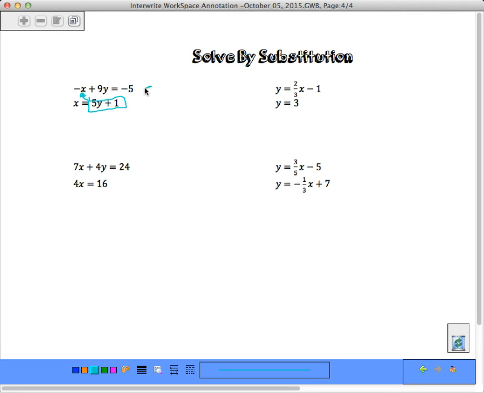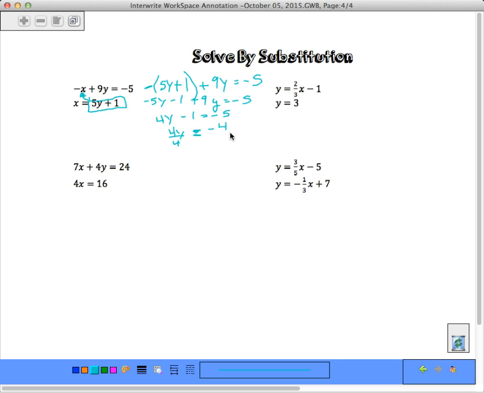So that's going to give me negative, and then where x is, I'm going to put all of this stuff, 5y plus 1, plus 9y equals -5. Distribute my negative sign. So this is like a -1. -1 times 5y is -5y. -1 times 1 is -1. Plus 9y equals -5. Combine my y's. -5y plus 9y is 4y. Minus 1 equals -5. Add 1 over, and I get 4y equals -4.